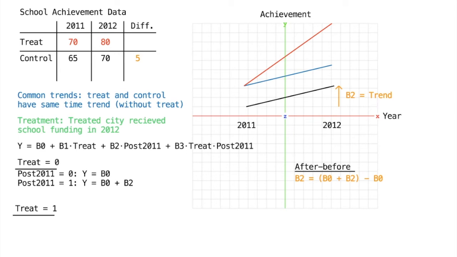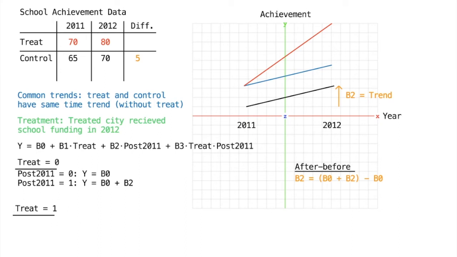For example, if students are just working harder or getting smarter over time, let's say, then this would be captured by the trend in school achievement. In this case, we see that the school achievement increased by 5 points in the control cities, and we primarily attribute this increase due to a trend. Next, we can do a very similar before-after analysis for the treatment group where the treatment indicator equals 1.